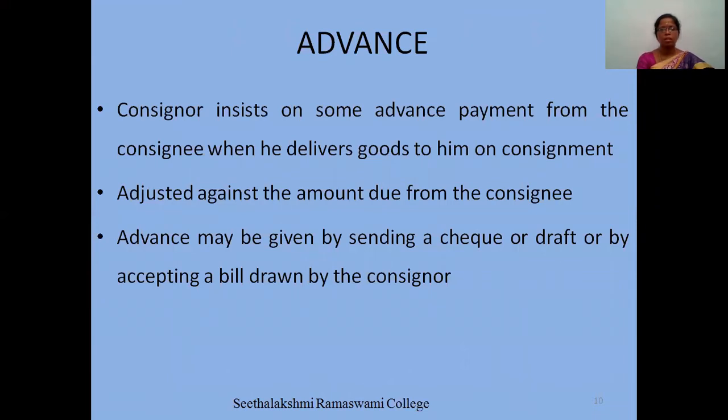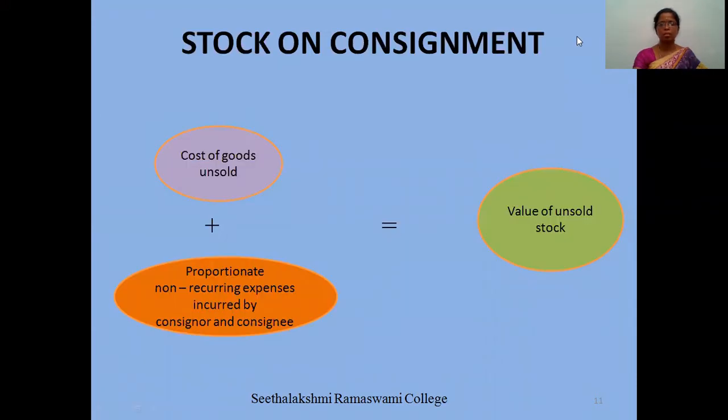Advance. Sometimes the consignor insists on some advance payment from the consignee when he delivers goods to him on consignment. That advance amount is adjusted against the amount due from the consignee. This advance amount may be given in the form of a cheque or draft, or by accepting a bill drawn by the consignor.